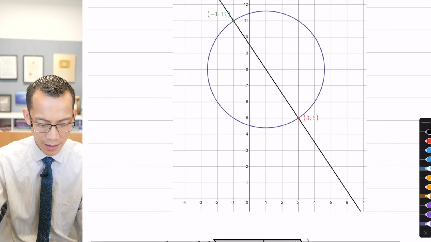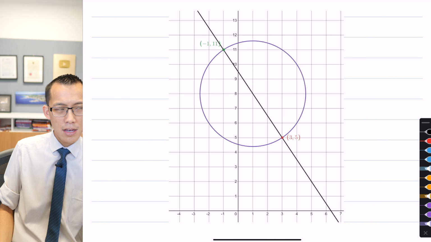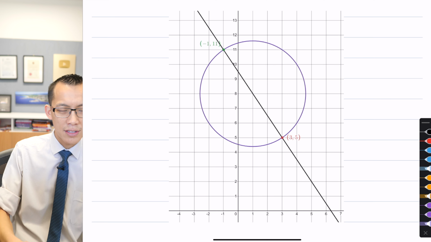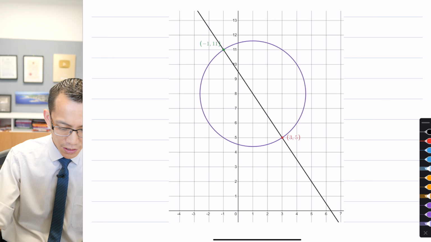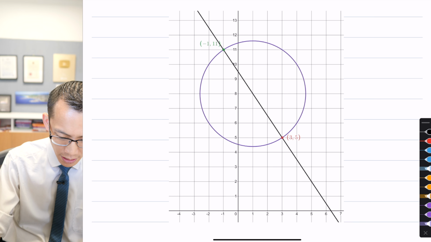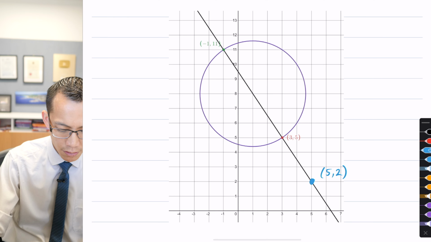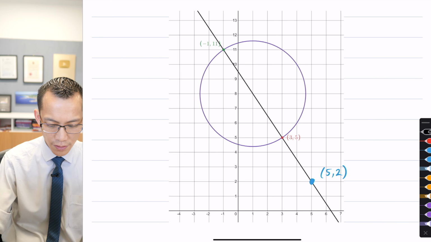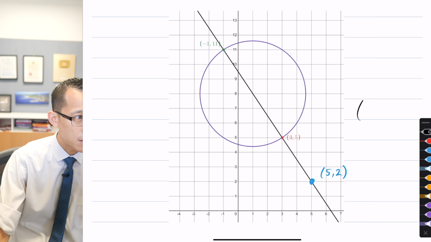Let's go back to Desmos for a minute, right? What's the position vector that we used to get this line? Do you remember what it was? 5, 2. So it's actually down here. 5, 2. And then we said that the direction vector that was supplied was, was it, 2, negative 2, 3, right?